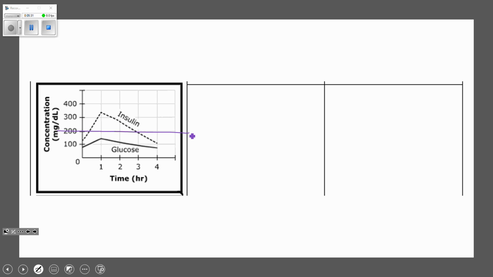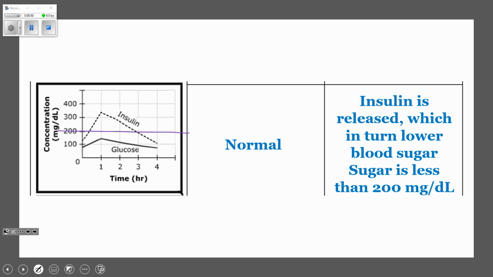If you look at insulin, there's a spike in insulin, but as that insulin increases, that's going to cause that glucose to decrease. This person is actually maintaining homeostasis. They're in dynamic equilibrium, more or less a steady state. This person is normal. They don't have diabetes. They're also not pre-diabetic. How are you able to tell this? Again, insulin's released. It lowers the blood sugar level. Remember, that's an example of a feedback mechanism, and that sugar is less than 200.